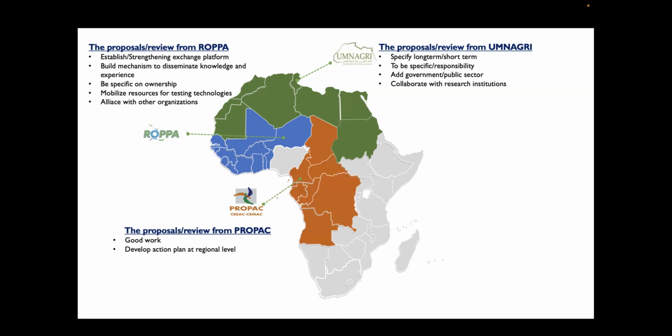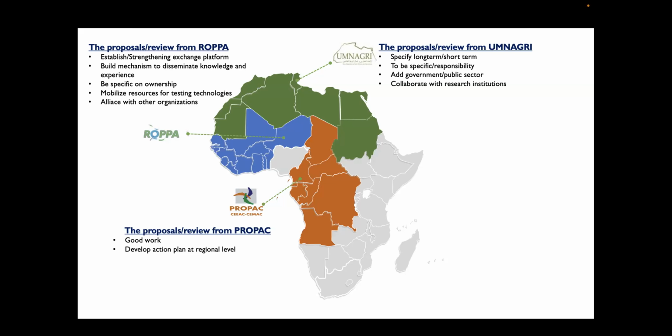And the proposal from PROPAC is that they just have two recommendation reviews. The first one is that this is good work, what SACAU is doing. And the second one is to develop the action plan at the regional level, because it seems to them that the action plan is at national level. So if we can develop the action plan at the regional level, it will be good.